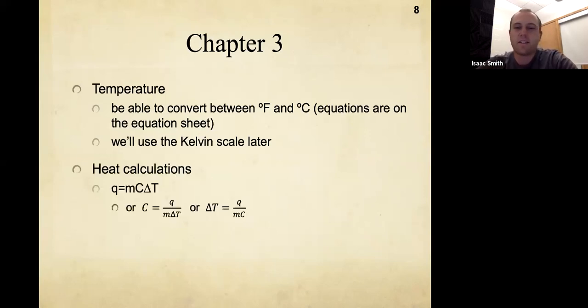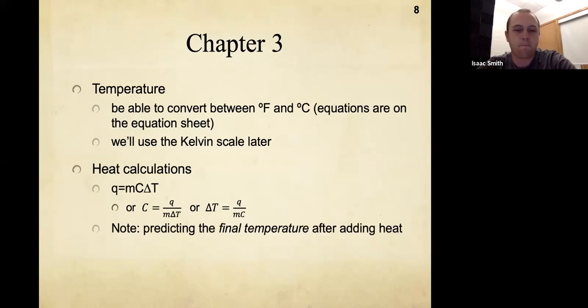Heat calculations. You've got q equals mcΔT. So we've talked about this when adding energy to something or with calorimetry, stuff like that. You could need to predict a final temperature after you add heat to something. So you'd solve for delta T, so start with solving for delta T in this case.